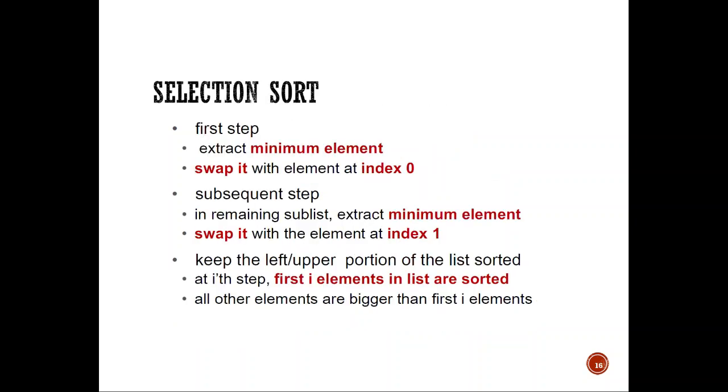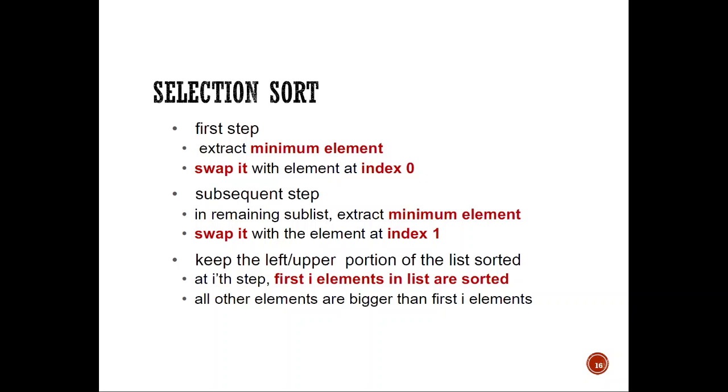A third well-known sorting algorithm is the selection sort. So in the first step, we extract the minimum element and we swap it with the element at index 0. In the next step, we check the minimum element except at index 0 and swap it with the element at index 1. So this would keep the left or upper portion of the list sorted.